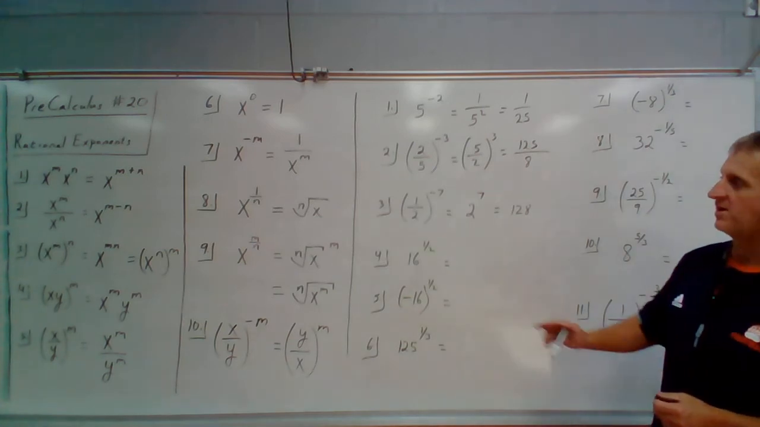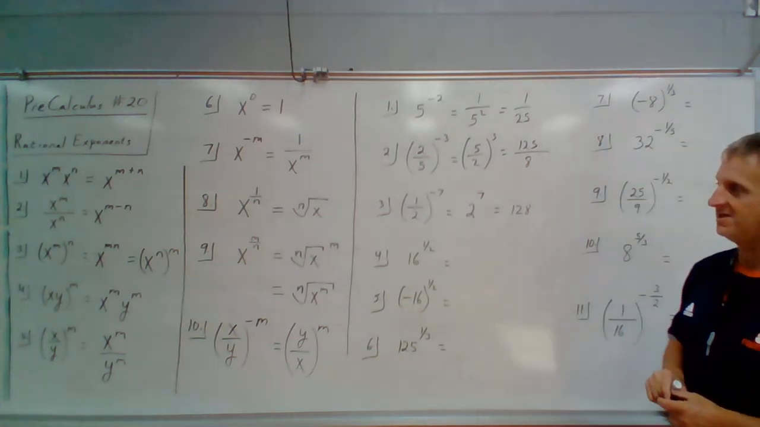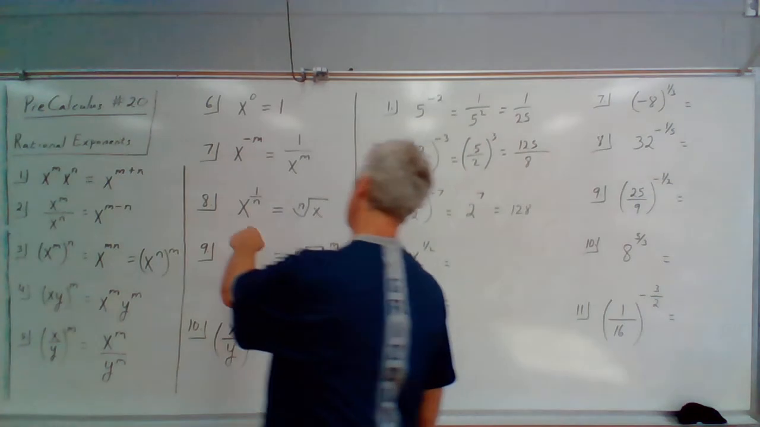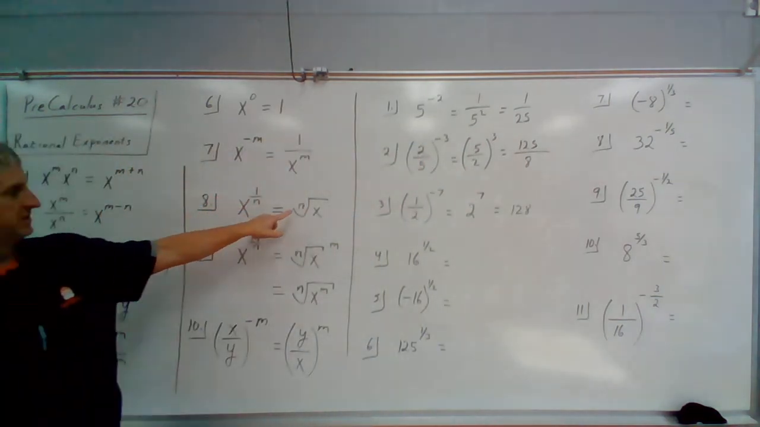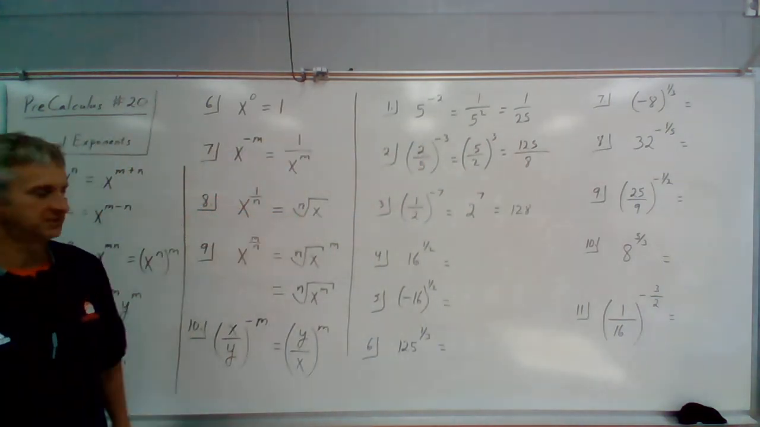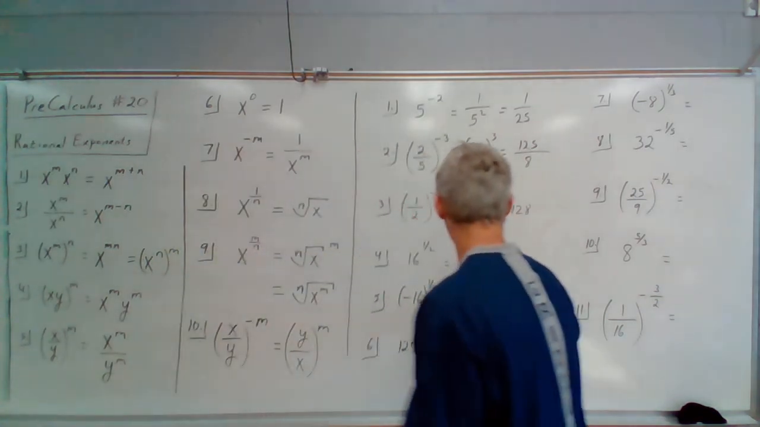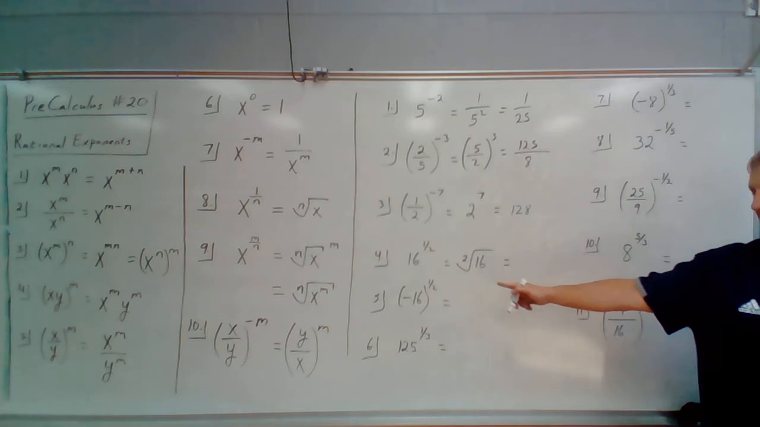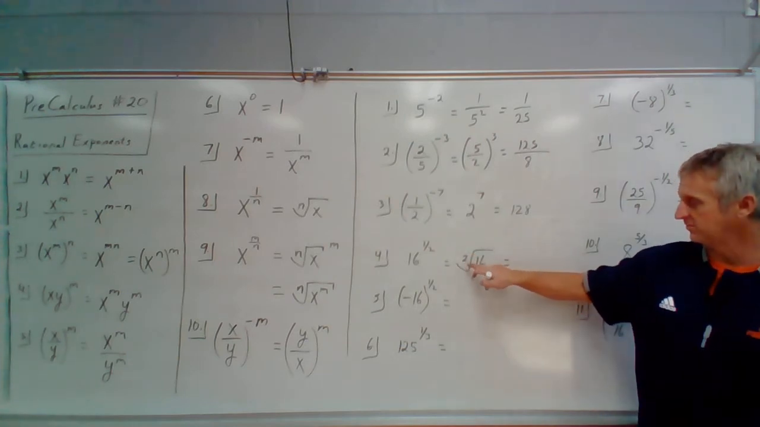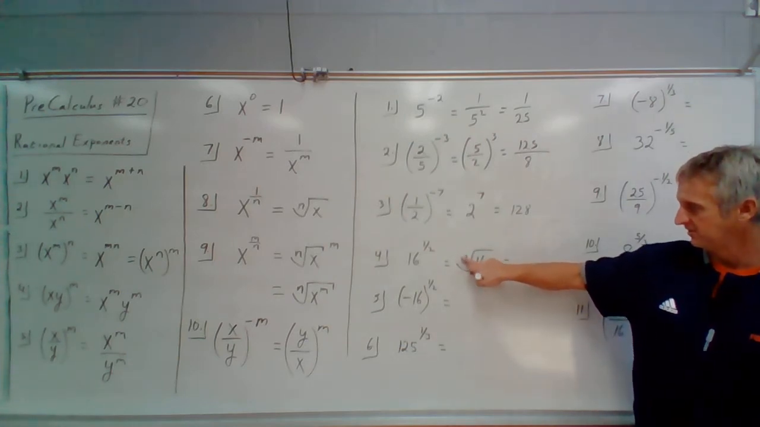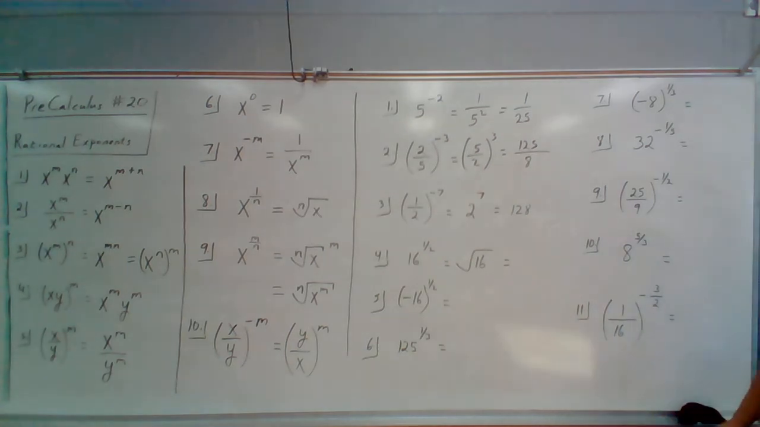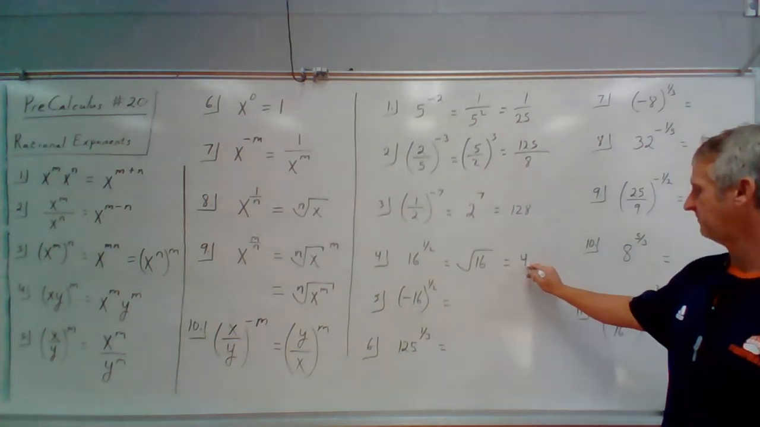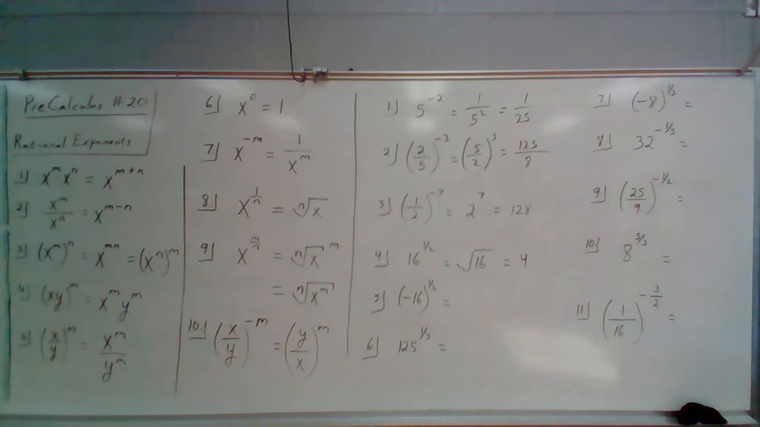16 to the 1/2 power. Well, that's rule number 8. 16 to the 1 over 2 would be the second root of 16. So that would be the square root of 16. And again, if it's a second root, that's understood to just be the square root. Square root of 16 is 4. So 16 to the 1/2 is 4.